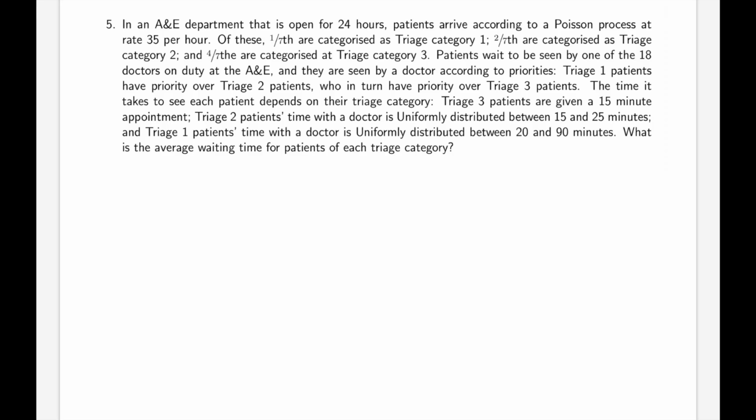Triage 2 patients' time with the doctor is uniformly distributed between 15 and 25 minutes, and Triage 1 patients' time with the doctor is uniformly distributed between 20 and 90 minutes. What is the average waiting time for patients for each triage category?